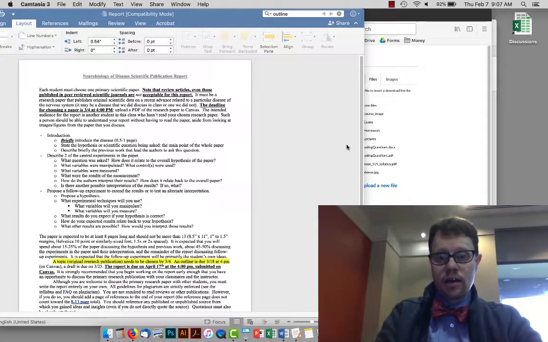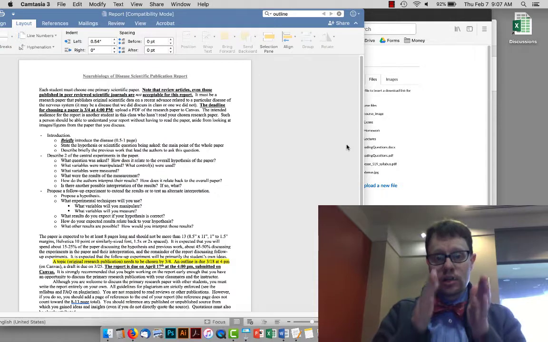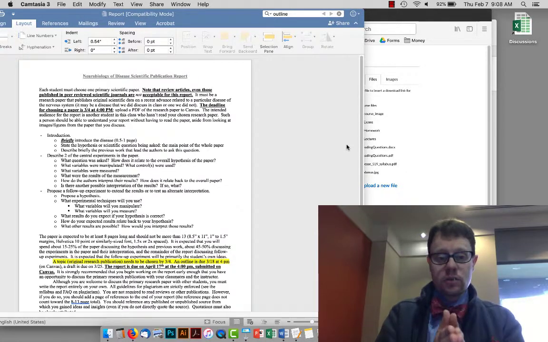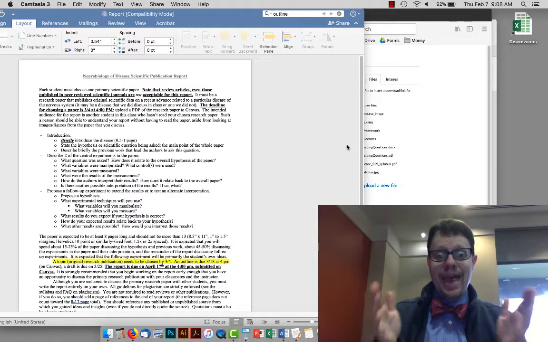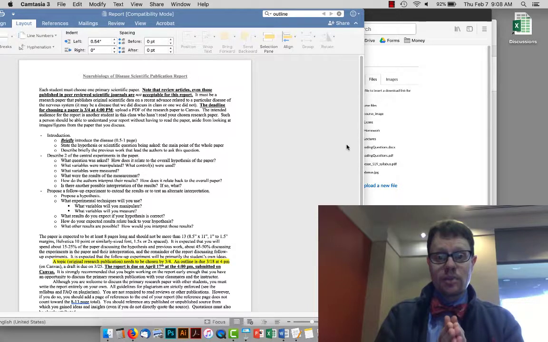how each experiment first on its own relates to the overall hypothesis, and then discuss how the two experiments together relate to the overall hypothesis.